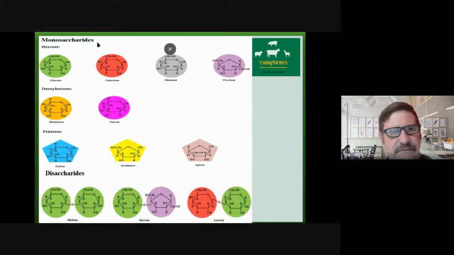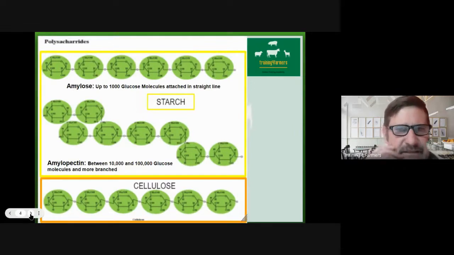Okay, so these are single molecule sugars, and these are groups of 2, disaccharides. Now, if we're looking at starch, there are 2 kinds of starch.